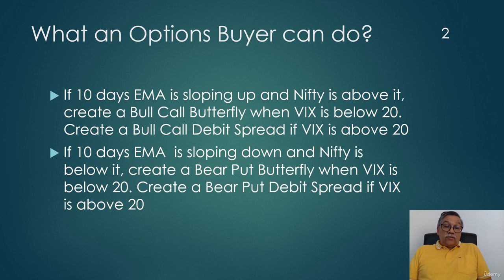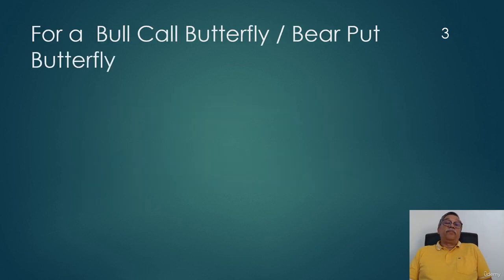Of course, though I say above 20, ideally whenever VIX is above 25, probability is very less that the 10 days EMA is sloping up. More often than not, it will be sloping down. So if 10 days EMA is sloping down and Nifty is below it, create a bear put butterfly when VIX is below 20. Create a bear put debit spread if VIX is above 20.